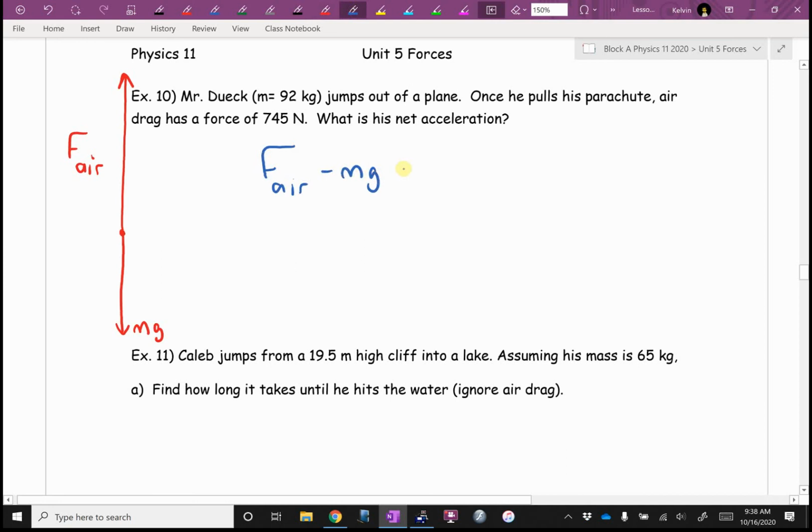Loser minus mg equals ma. Divide by m, yes? To get the a by itself. Newton's law, modified. So, right when I jumped, before air resistance kicked in, I would have been accelerating at 9.8 meters per second squared because air resistance would have been 0.